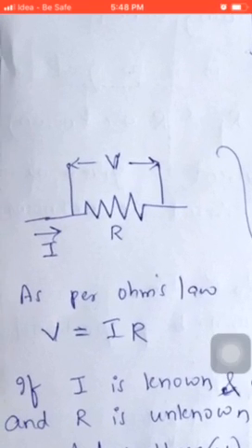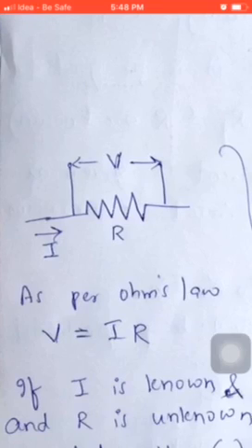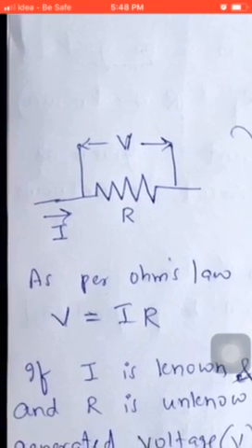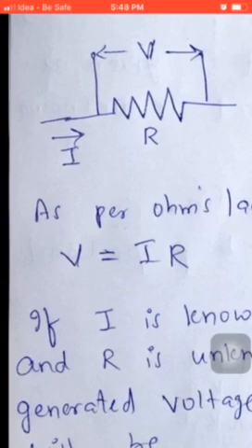So if you have a resistor, if you pass some amount of current to the resistor, some voltage will be developed across the resistor. Let that current be called I, the resistance be called R, and let the voltage developed across the resistor be called V. So as per Ohm's law, we have V is equal to IR. So V is directly proportional to I, as well as V is directly proportional to R. Now it's but obvious that if I is known to me, then V would be directly proportional to R.